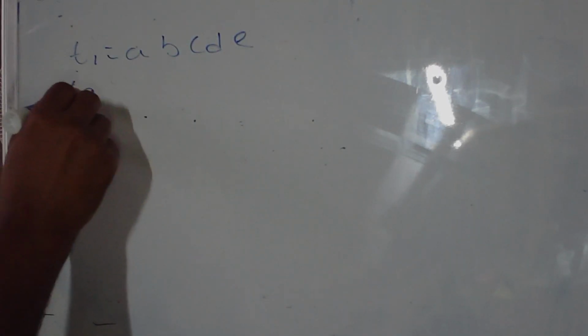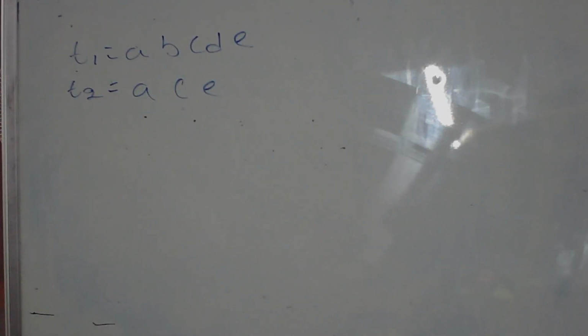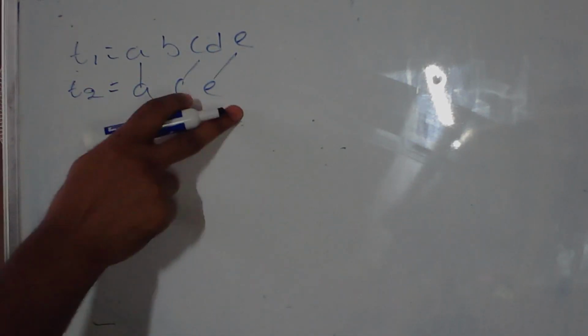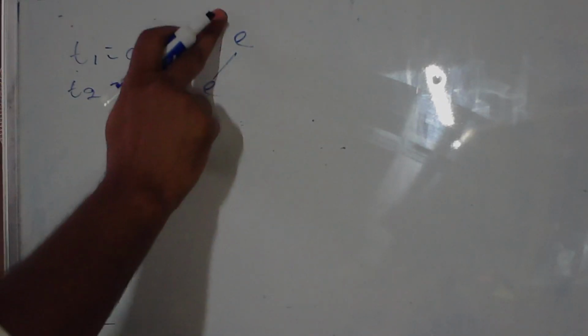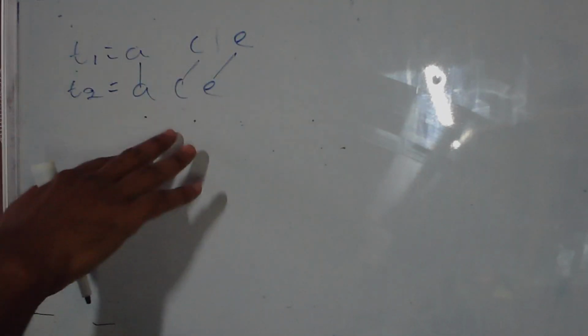So it's saying that we have a string T1 that is A, B, C, D, E. Another string T2 equals A, C, E. Then the common subsequence here is A, C, E. As the order is the same, we can delete B and D from the top one, and we'll get the common sequence in both the strings.